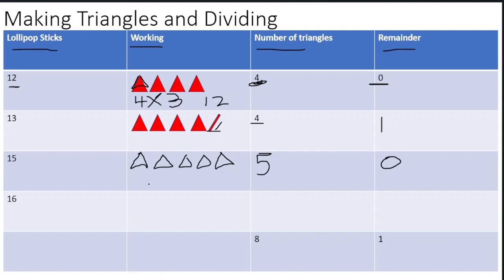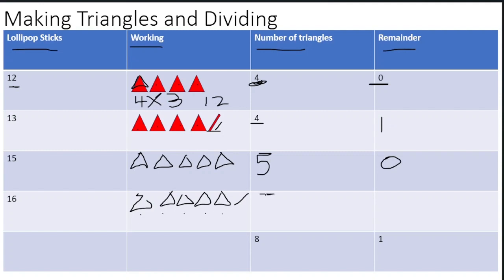Very similarly, for the next one we have 16 lollipop sticks this time. How many triangles does that make? What is the number of triangles, and is there a remainder? Let's work it out. We're going to do the exact same thing. 3 lollipop sticks is 1 triangle. So we're just going to go 3, 6, 9, 12, 15, and then we have 1 lollipop stick as a remainder to make our 16. 15 plus 1 is 16, so we have 16 lollipop sticks in total here. So we have 1, 2, 3, 4, 5 triangles.